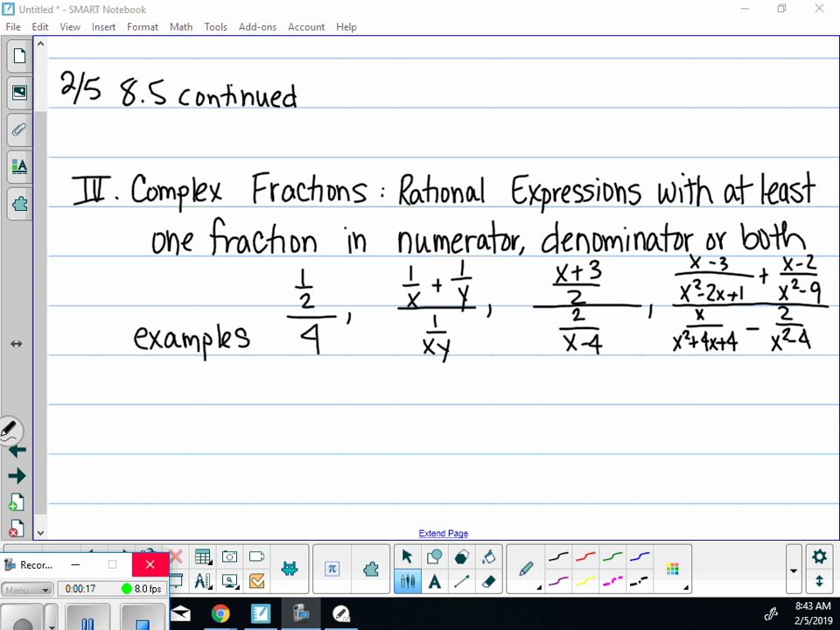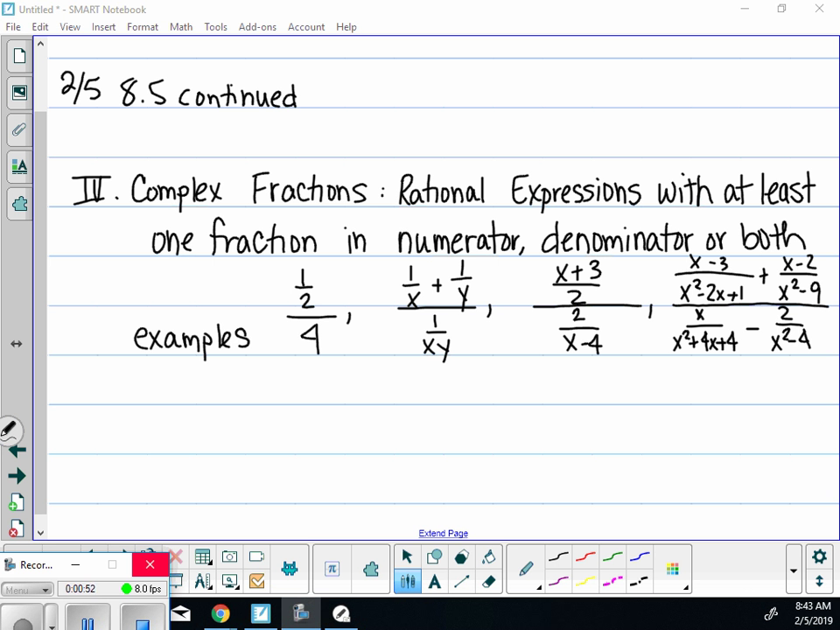Complex fractions are any rational expression, so any fraction that has more fractions in it. It could be as simple as something like 1/2 divided by 4, or something more complex, like 1 plus x, or 1 over x plus 1 over y divided by 1 over xy, or one fraction over another fraction, or a big complicated mess like this. Okay.